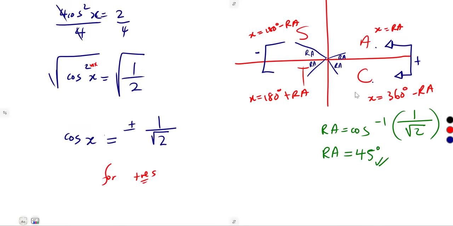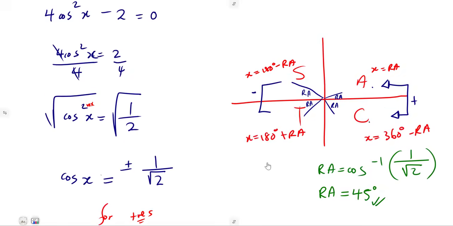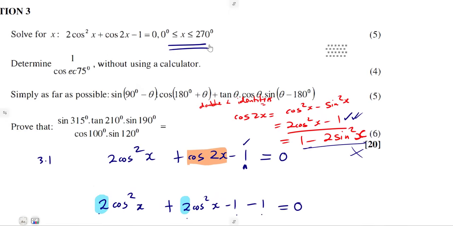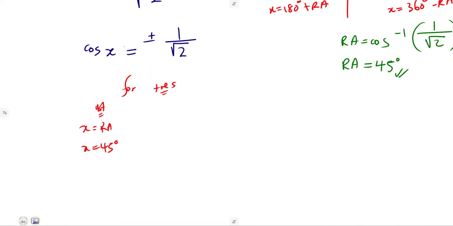So for the first quadrant, our final solution, which is x, is equal to the reference angle. And our reference angle is what? 45 degrees. So x is 45 degrees, which is within our interval from 0 to 270 degrees. It is within the interval. So meaning to say, we need this solution.